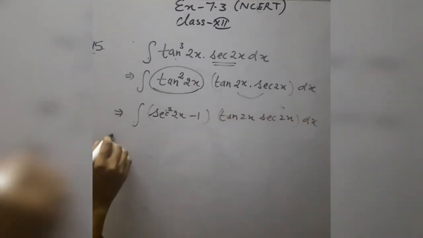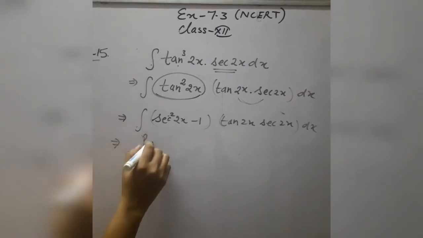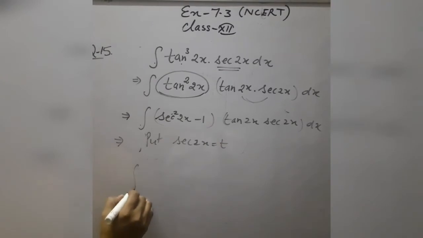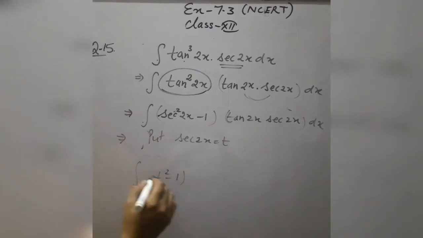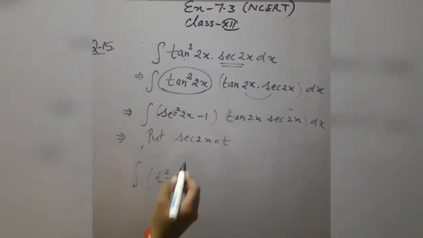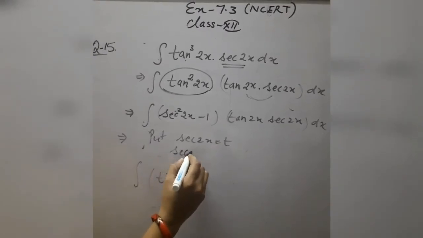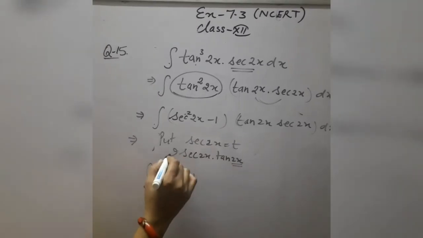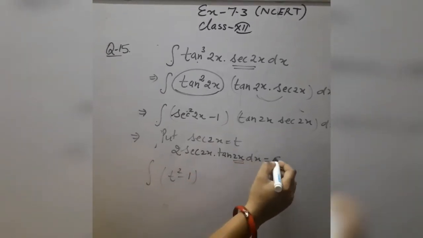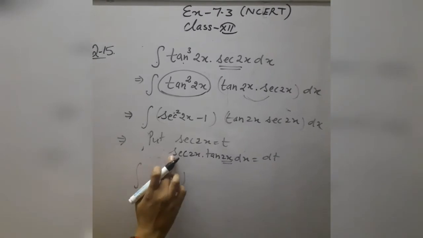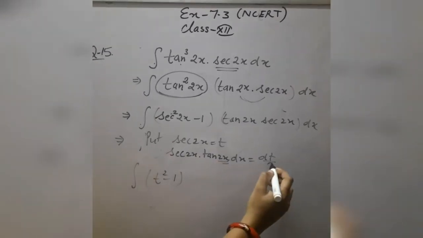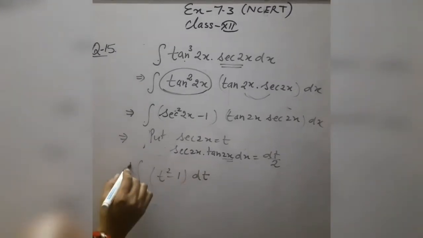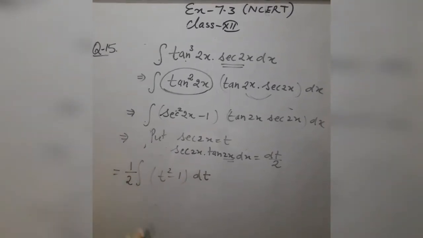Now again we will use the substitution method here. Put secant 2x equals t. It becomes t square minus 1. Now the derivative of secant 2x is secant 2x into tangent 2x into the derivative of 2x, which is 2 dx. This is equal to dt, or you can say secant 2x into tangent 2x into dx is equal to dt by 2. So write down here dt by 2. By 2 you can take common.